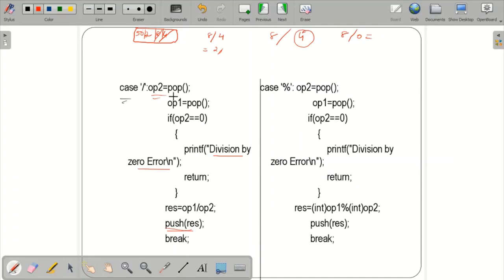Here in the division case, op 2 you'll pop, op 1 you'll pop. In case this was 0, then it would result in infinity, and it is an error statement. So division by 0, error. It's not possible for us. So for that I've written an if condition over here. Else result is equal to op 1 by op 2, that is nothing but 8 divided by 4, that is equal to 2. So that result I need to push back to the stack.